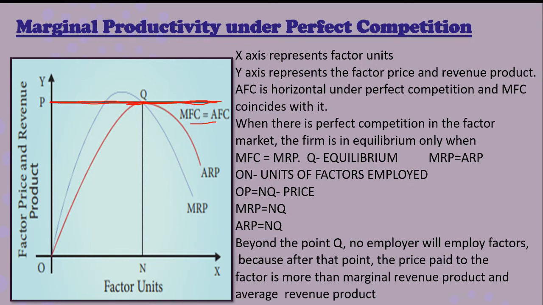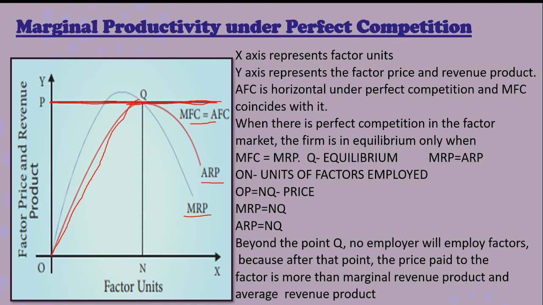Why is it like this? Because it is a perfect competition. Then you have two more curves, the ARP curve and the MRP curve. The ARP is the red color curve, and you have the MRP curve. What do you mean by ARP? Average revenue productivity and marginal revenue product, or productivity.